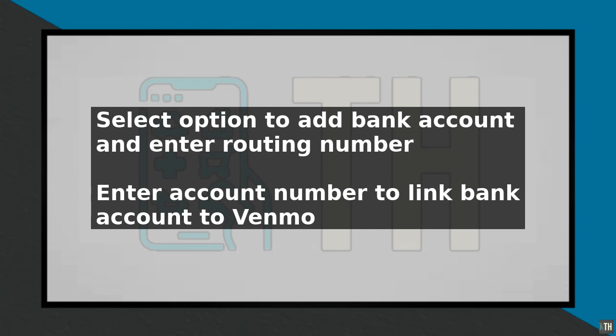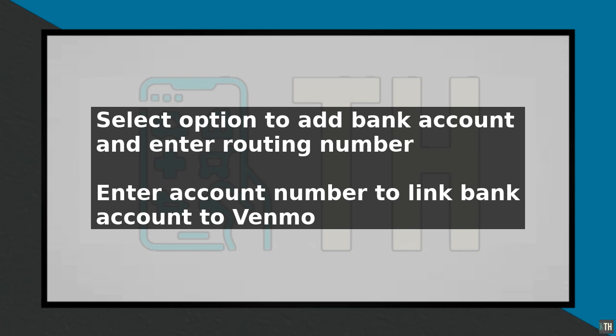To do this, go back to the Payment Methods section and select the bank account you just added. You will see an option to set it as the default. Select this option to make your bank account the primary payment method. When you make a payment using Venmo, the app will now use your bank account instead of your Venmo balance.